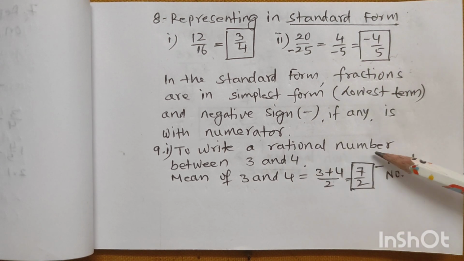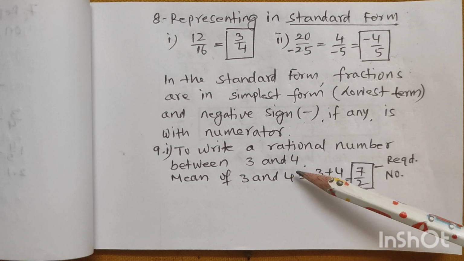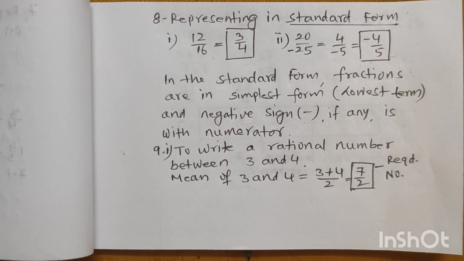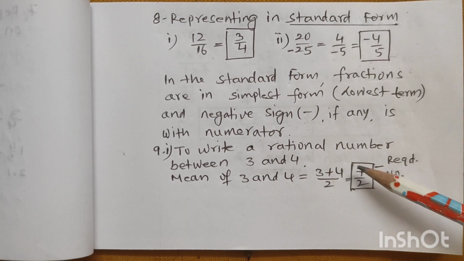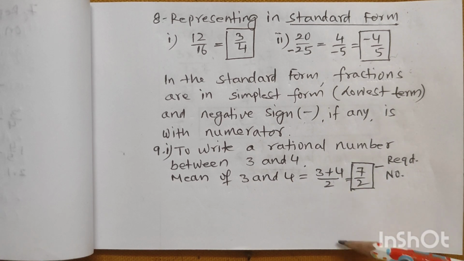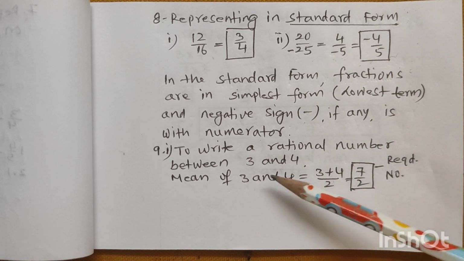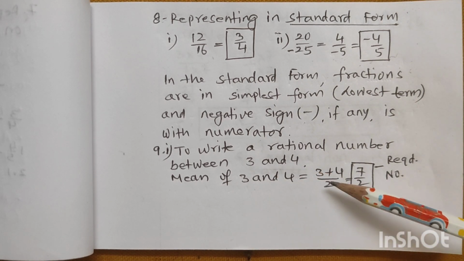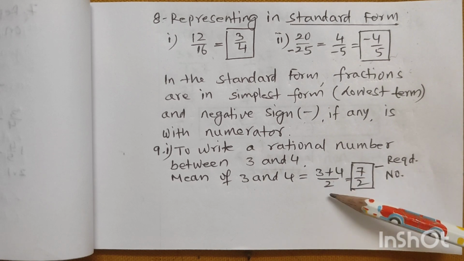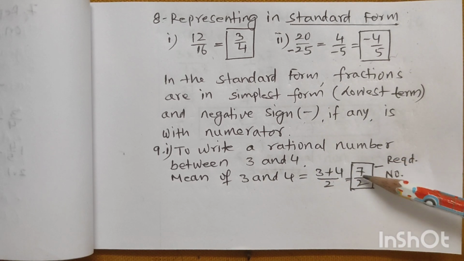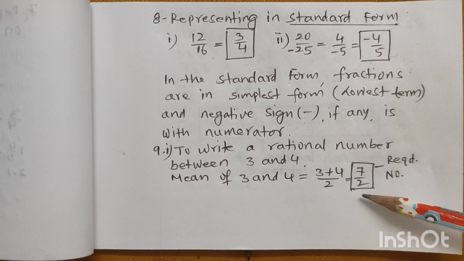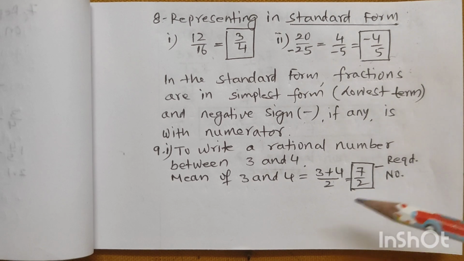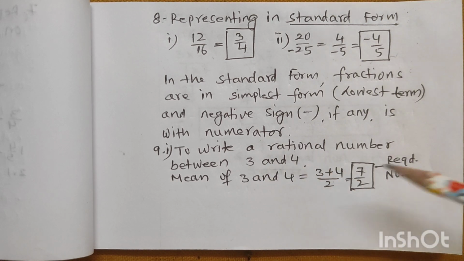Now to write a rational number between 3 and 4. Between any two rational numbers, there are unlimited rational numbers in between. So here we have to write only one. So we take the mean of 3 and 4. It is equal to 3 plus 4 divided by 2, and we get 7 by 2. So 7 by 2 is a rational number between 3 and 4.